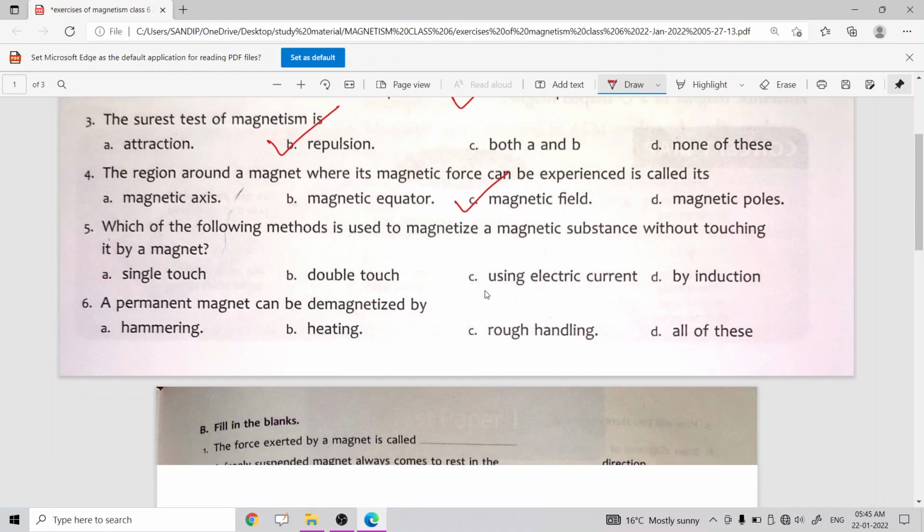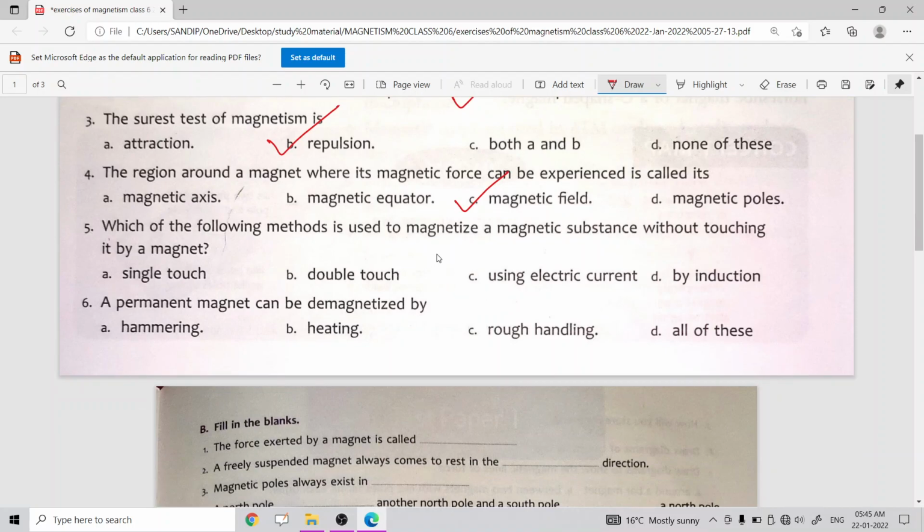Next, which of the following methods is used to magnetize a magnetic substance without touching it? By a magnet. Without touching, that means by the induction method. The next one is: a permanent magnet can be demagnetized by hammering, heating, rough handling, or all of these. All of these, hammering, heating and rough handling, cause demagnetization of a permanent magnet. So the correct option is all of these.